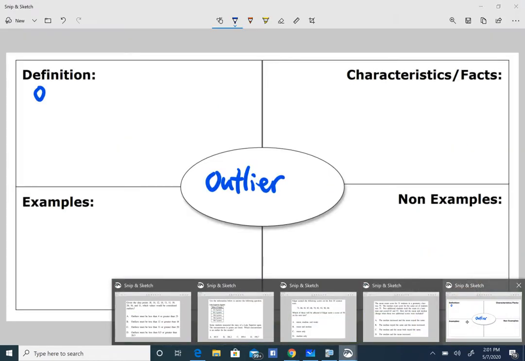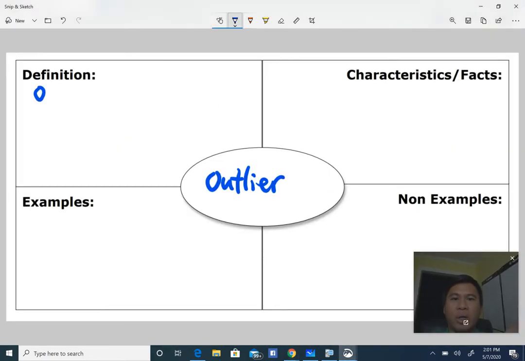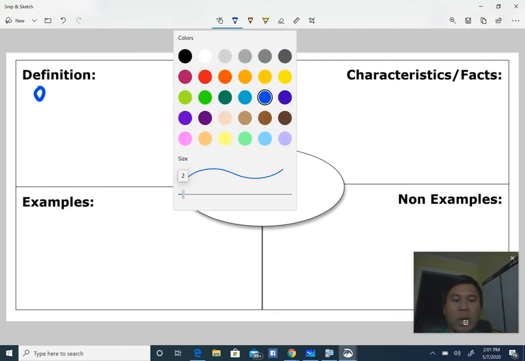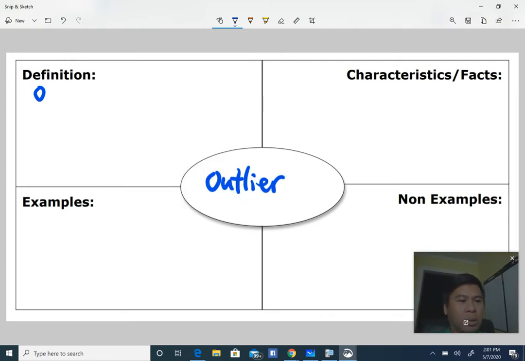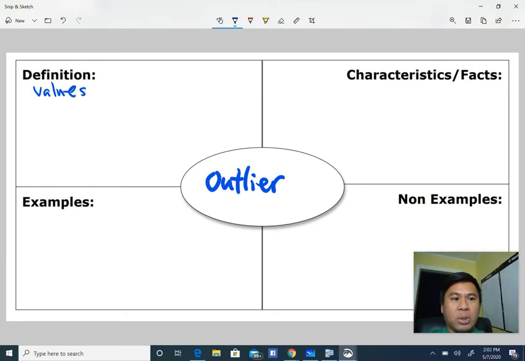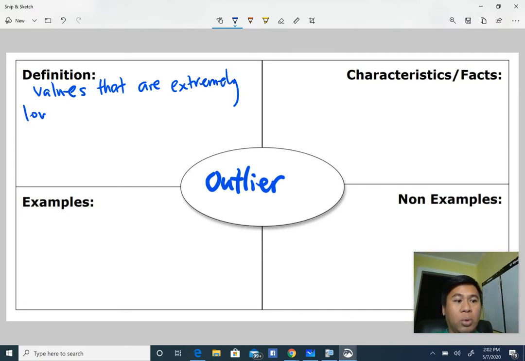Now let's go to our definition of an outlier. We can say that an outlier is some value or values that are extremely low or high as compared to the data set.